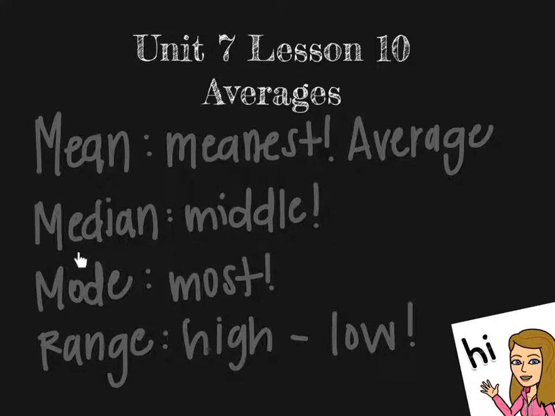Median, once the numbers are all in the middle, you'll find that the middle number becomes your median. Mode, we look for the number that occurs the most. And range, we just do a little subtraction. Subtract the highest number minus the lowest number to solve for the range.